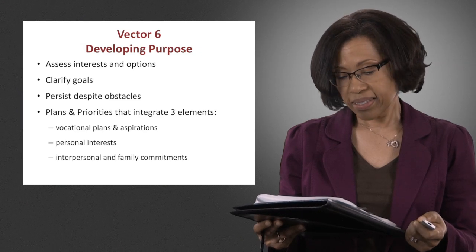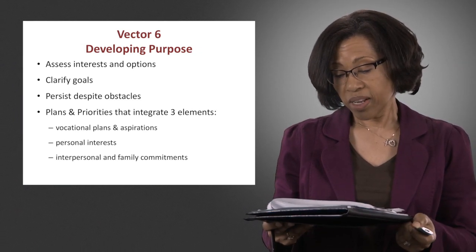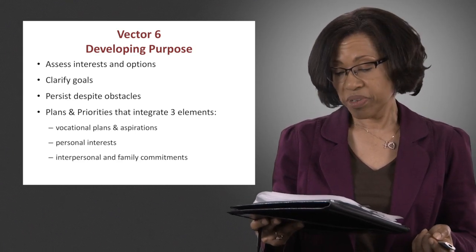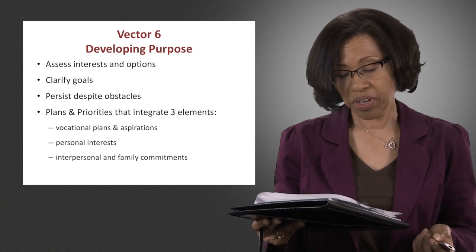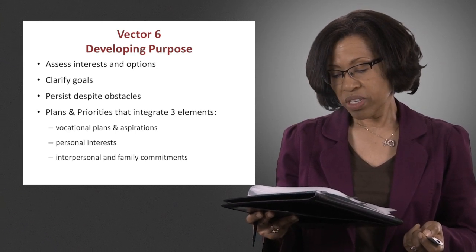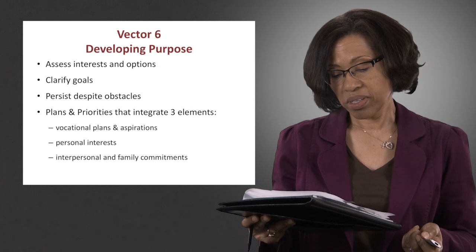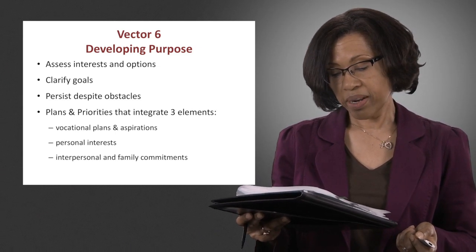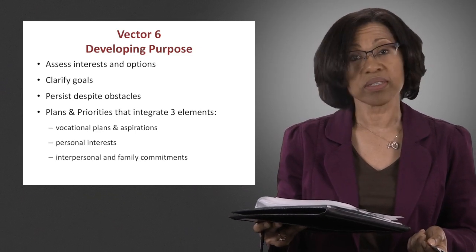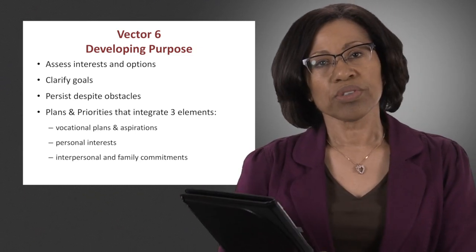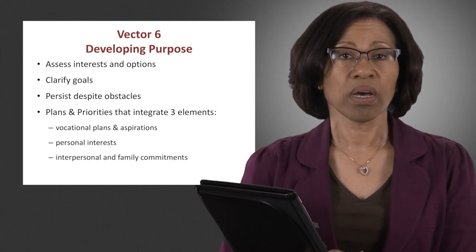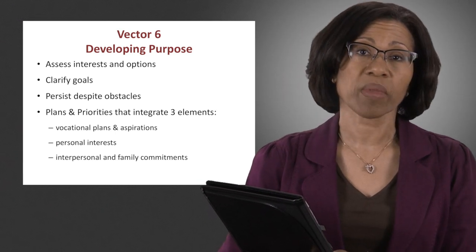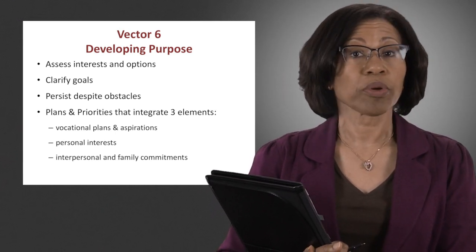This vector consists of developing clear vocational goals, making meaningful commitments to specific personal interests and activities. It also includes intentionally making and staying with decisions, even in the face of opposition. The establishment of a secure identity will ultimately influence one's life's purpose. An example of a student who's working on Vector 6, because it deals with developing purpose, it very much aligns with career development and career exploration.